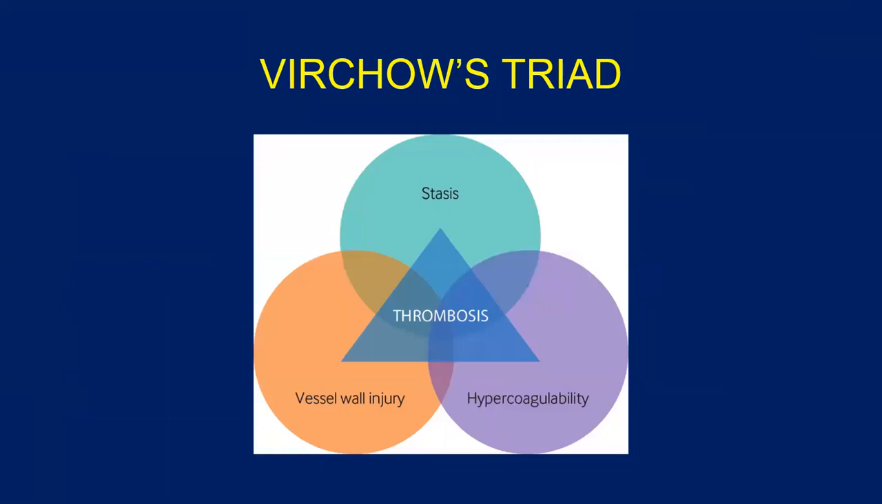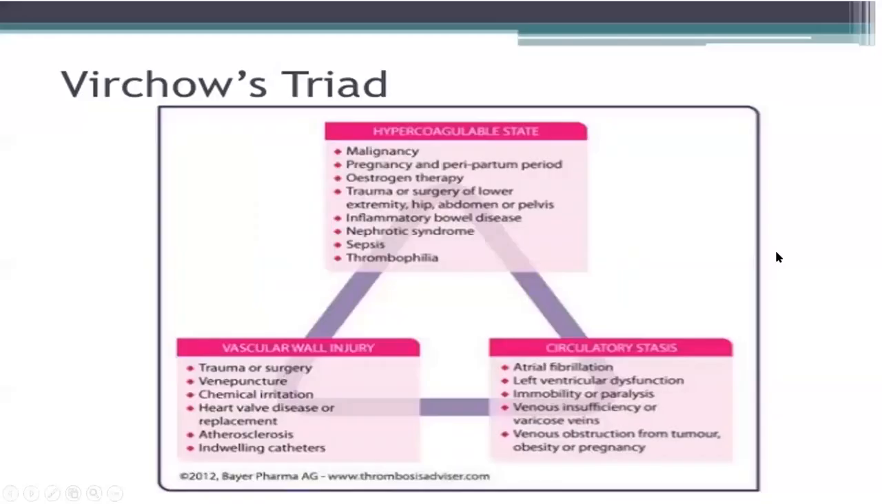Now, if you guys can all reach back into your physiology, pathology days back in med school, remember Virchow's triad. So you have stasis, you have hypercoagulability, and vessel wall injury that lead to thrombosis. Now, when you look at it, it's easy to break it down into the causes. The causes of a hypercoagulable state: malignancy, pregnancy, estrogen therapy, trauma, inflammatory bowel disease, sepsis, nephrotic syndrome.